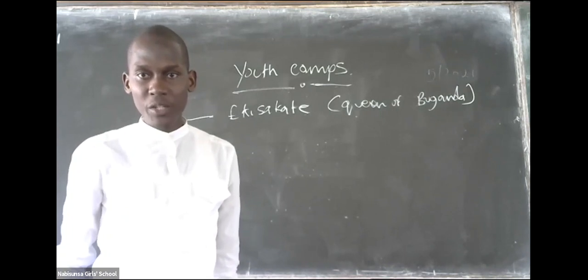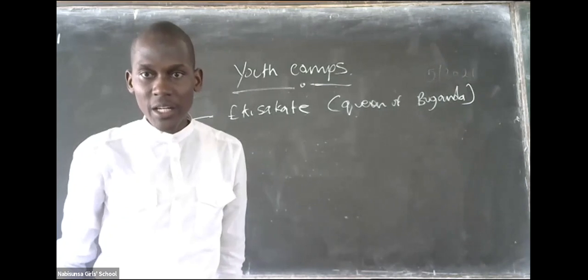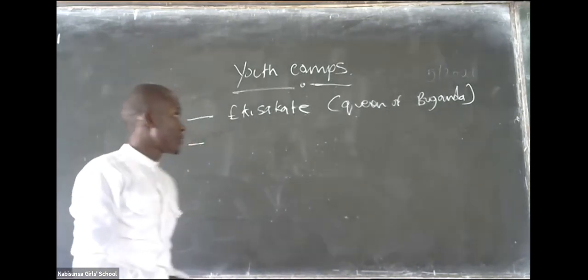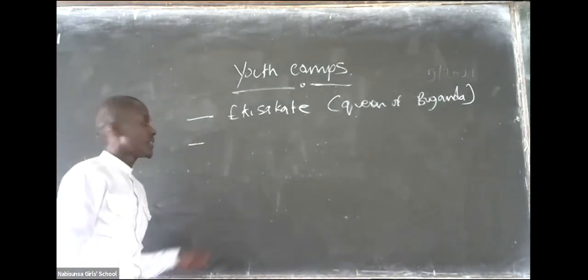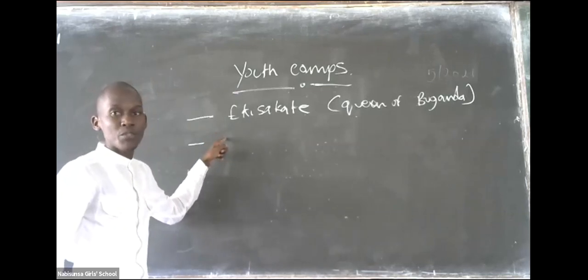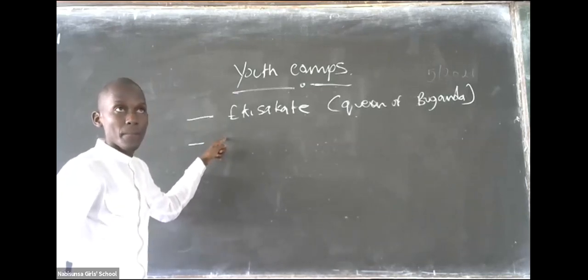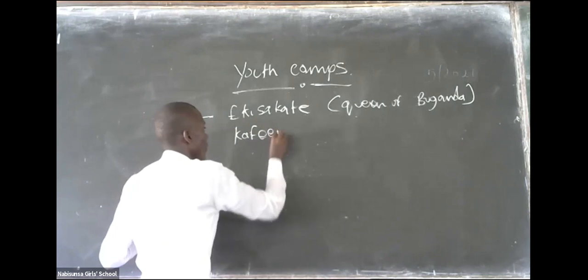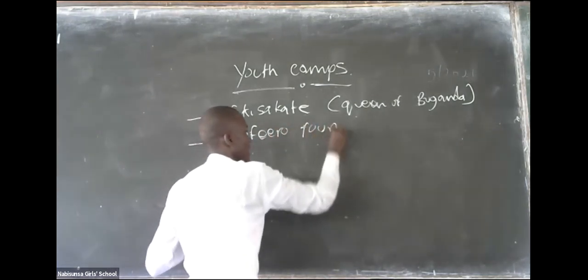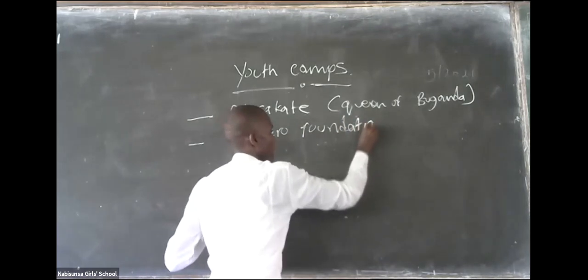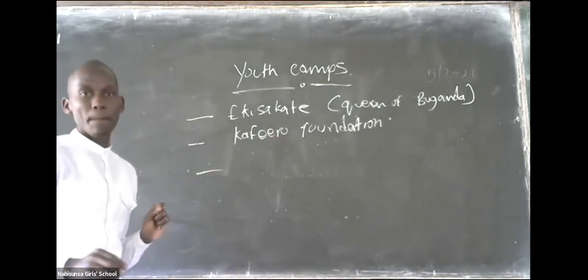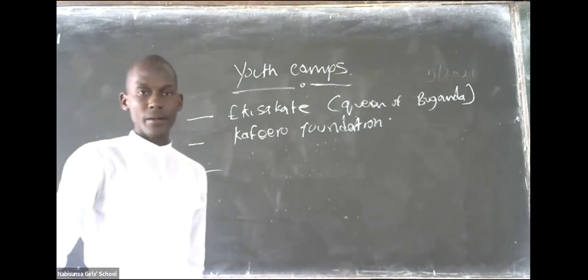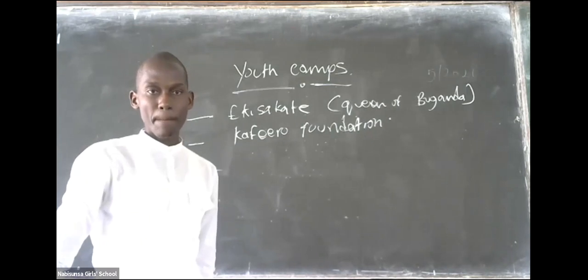Okay, I have allowed all of you to talk, but one by one. What are some of the youth camps? Cafero Foundation. Cafero. Then another one. Club. Okay. Red Cross Camp. Gongo Culture Center.